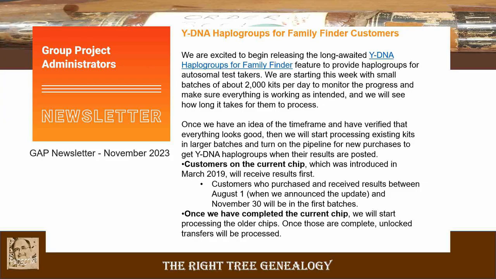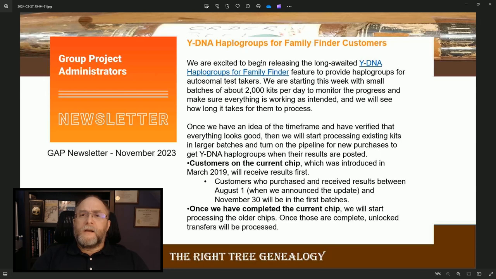Back in November 2023, Family Tree sent this out to us. Excited about the Family Finder haplogroups. And notice this right here. We are starting this week with small batches of about 2,000 kits per day to monitor progress and to make sure everything is working as intended. And we will see how long it takes for them to process. So that's back in November when they started this.